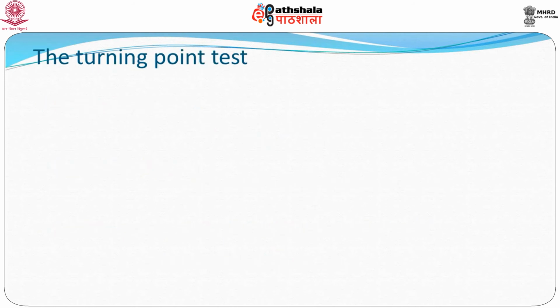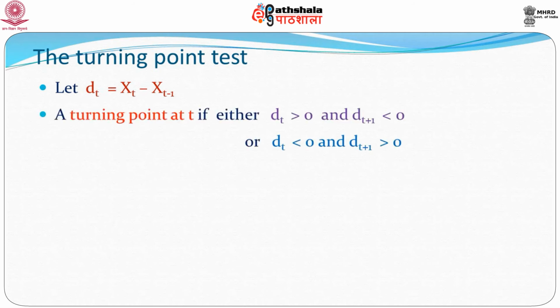The other two tests would be, one of them is the turning point test. You look at the difference between x_t and x_t minus 1, which we will call d_t. A turning point at t is one which has d_t greater than 0 and d_t plus 1 less than 0. So, x_t is larger than both x_t minus 1 and x_t plus 1, or it could be the other way around, x_t is smaller than both. So, d_t is less than 0 and d_t plus 1 is greater than 0. And we see how many turning points there are.